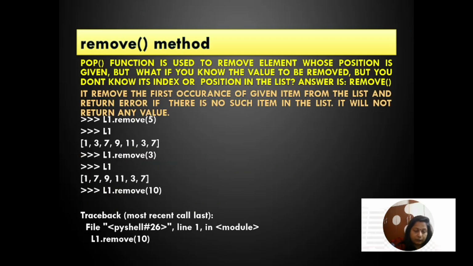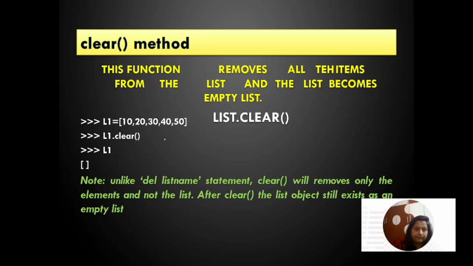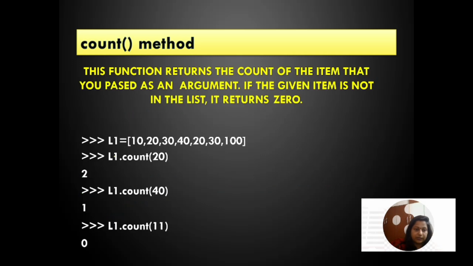Next is the remove method. What is the meaning of remove? It is used to remove the element whose position is given. For example, L1 dot remove of 5. See, this one is 1, 3, 7, 9. L1 dot remove of 3 means the third element is removed. L1 dot remove of 10 means there is no such element, so it won't remove. Next one, what is the meaning of clear? It will clear the complete elements from the list and make it an empty list. That is what the clear function is used for.